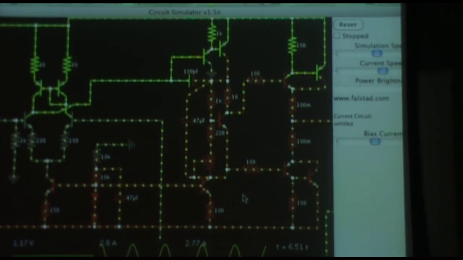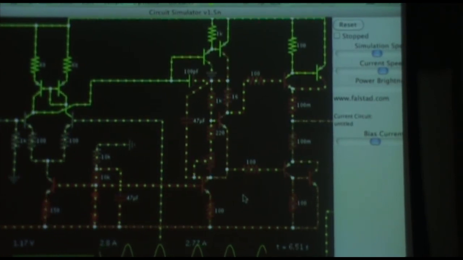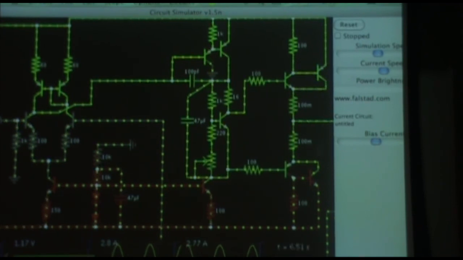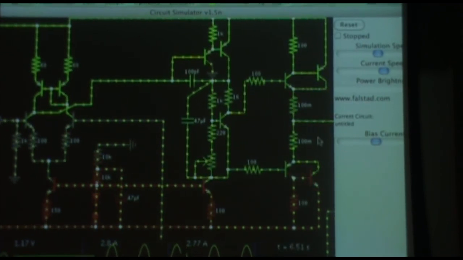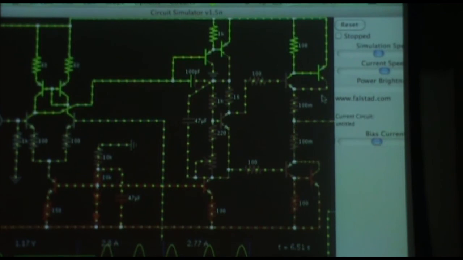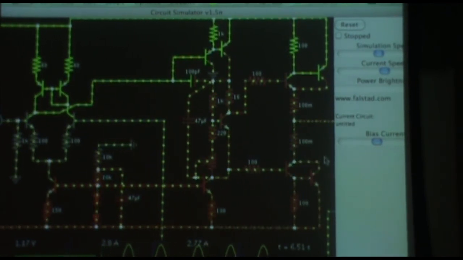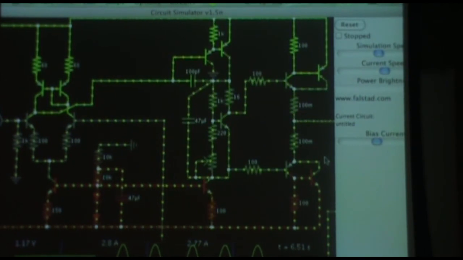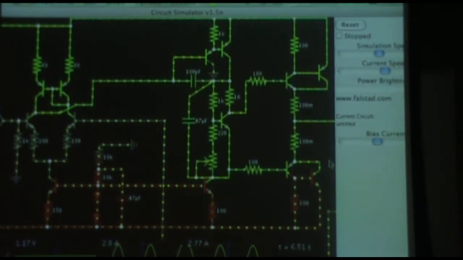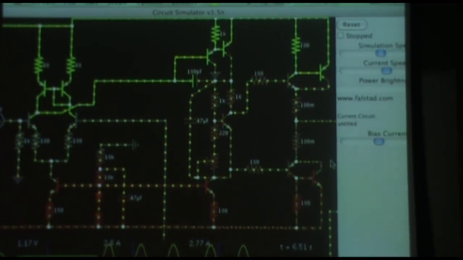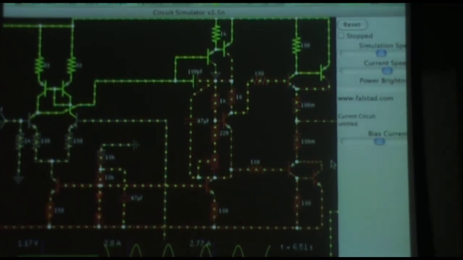So, as a result of the class B here, where you're sourcing current from this one and sinking current from this one, but when they're not being used, they have no current going through them, you greatly reduce your power dissipation. Notice the size heatsink here versus here.